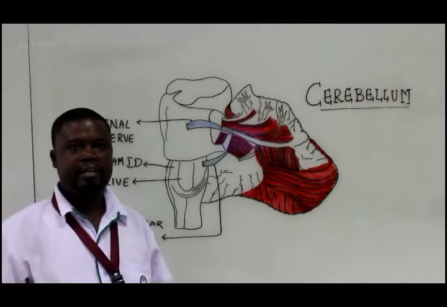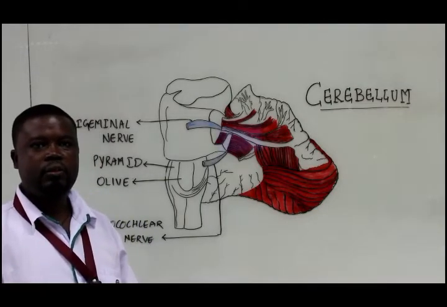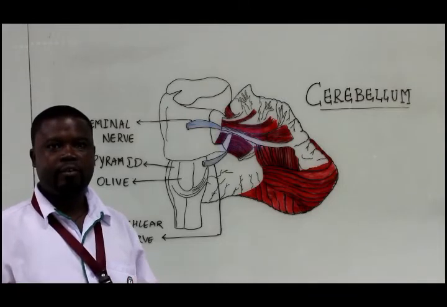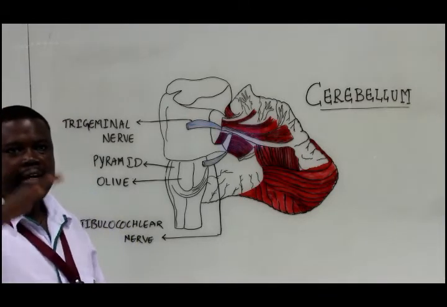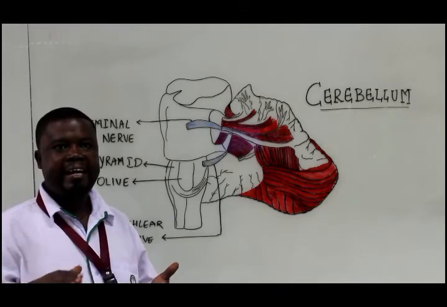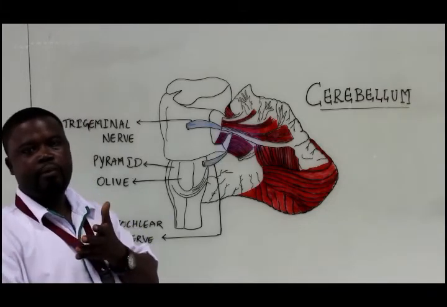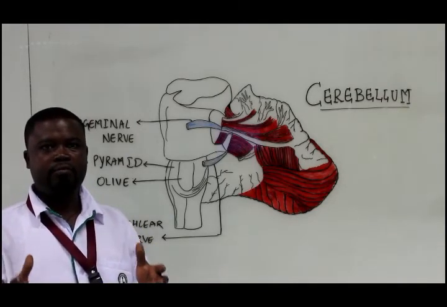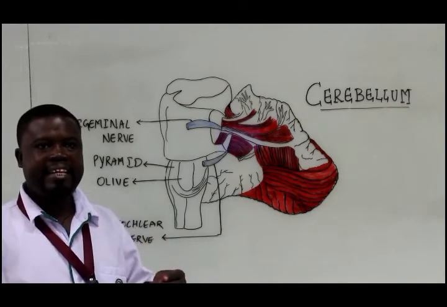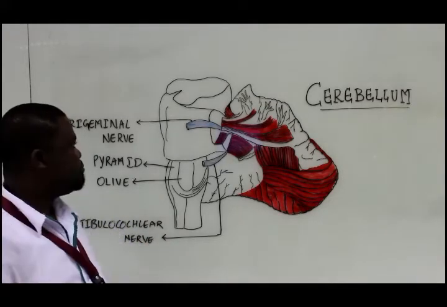The hindbrain is subsequently divided into metencephalon, which is the superior part, and the myelencephalon, which is the inferior part, and the cerebellum developed from the metencephalon division.